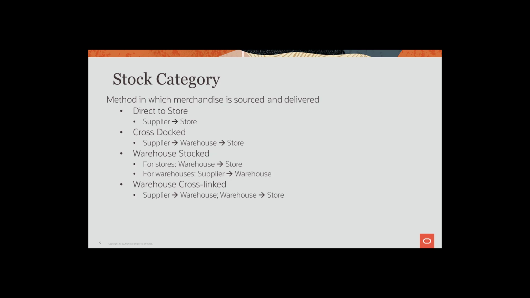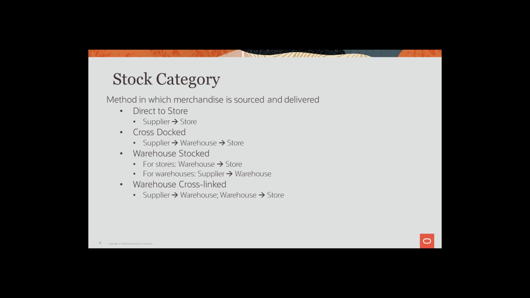Stock category refers to the method in which merchandise is sourced and delivered. The stock categories available in merchandising are direct to store, in which goods move directly from the supplier to the store via purchase order. Cross-docked, in which merchandise is shipped from the supplier to the store but flows first through a warehouse. Warehouse stocked, which, if selected for a store, would result in a transfer to the warehouse. For warehouses, this is the only stock category option and would be used for replenishment of the warehouse from the supplier. Warehouse cross-linked, which results in a combination of cross-docked and warehouse stocked outputs.